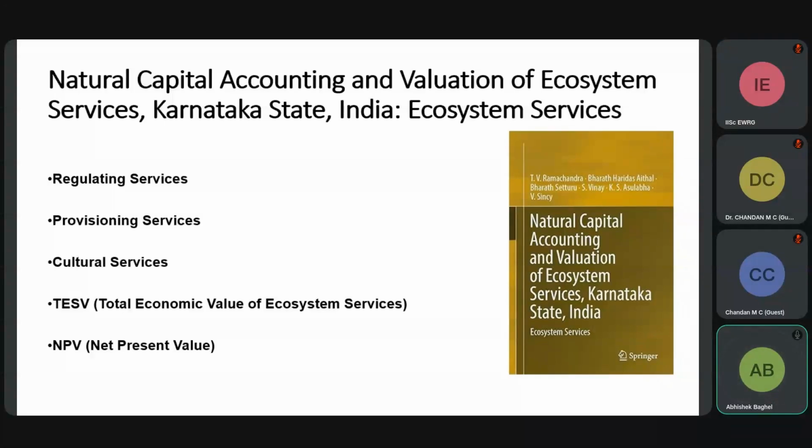And coming to TEV, total economic value of ecosystem services, is the full economic worth of ecosystems, including direct and indirect benefits. NPV, net present value, gives the present-day value of future ecosystem benefits used in cost-benefit analysis. If you want to go through all of this in more depth, you can refer to the book.